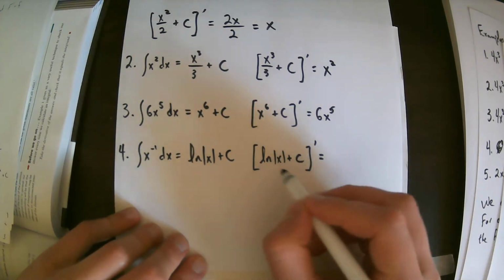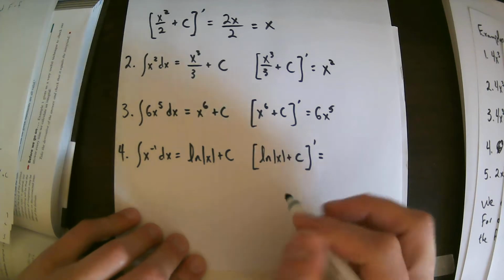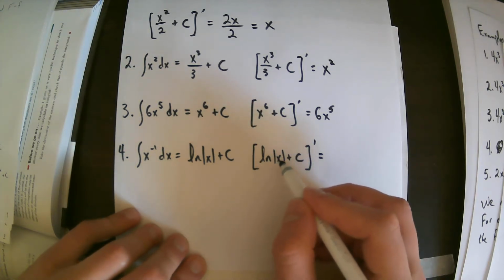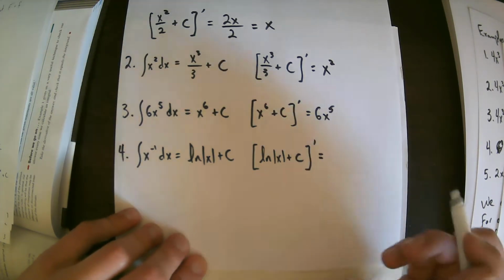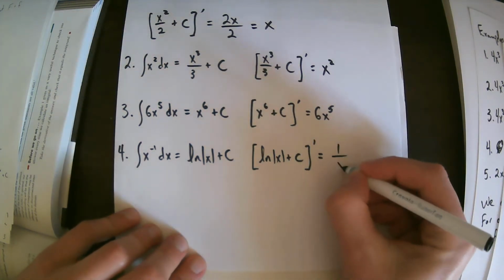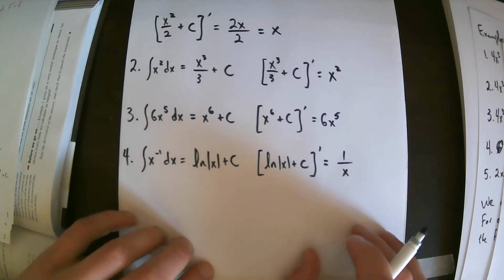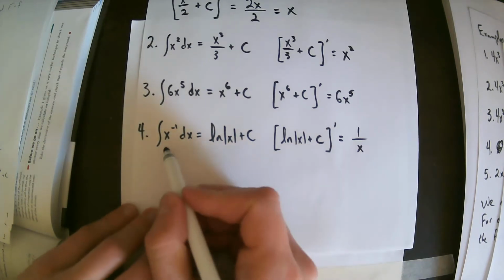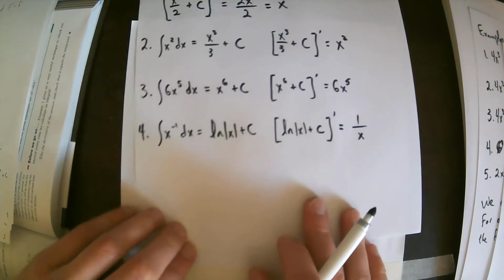When I take the derivative of this, I know the c doesn't matter. And ln of absolute value of x, well, the derivative of ln of x, we learned, is 1 over x, right? So 1 over x. So just kind of sweeping this absolute value business under the rug, I'm getting 1 over x, which is exactly x to the negative 1.